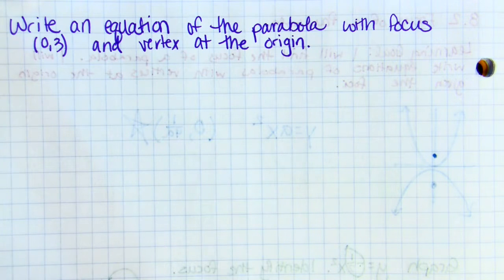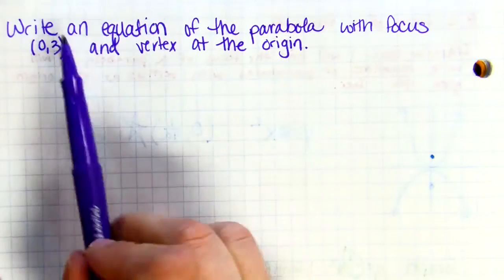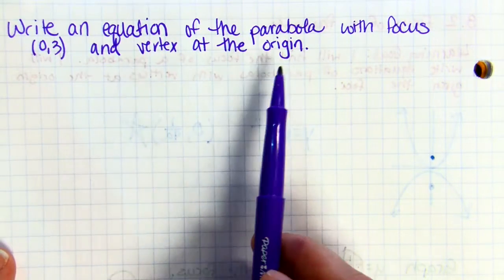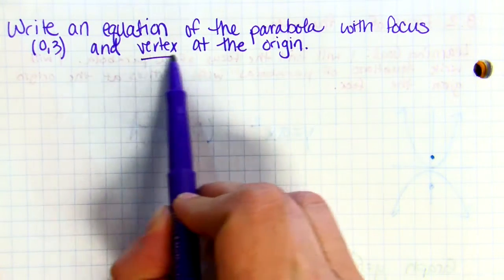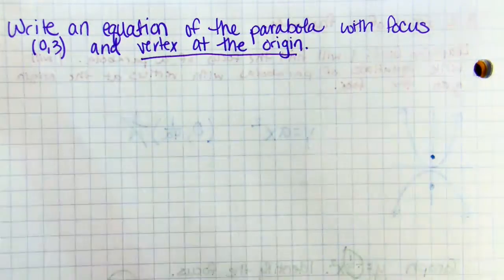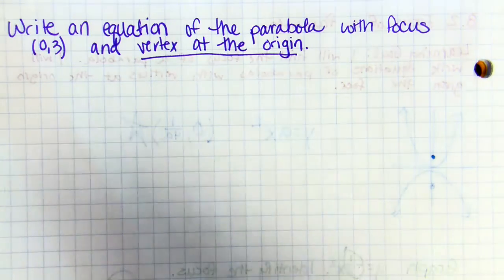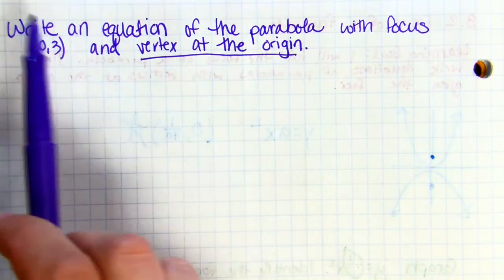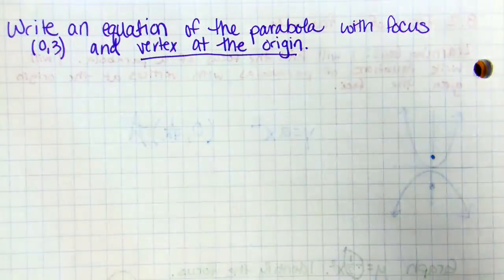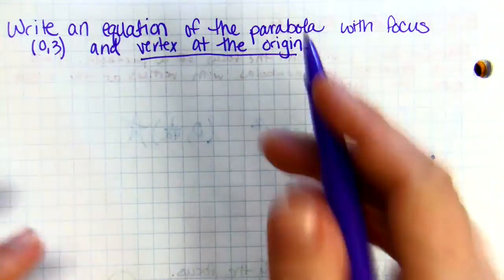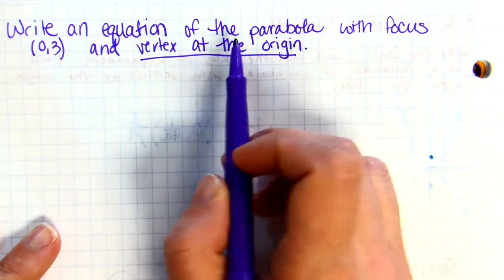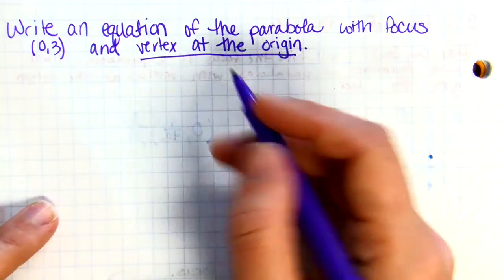The next thing you have to be able to do is start with the focus and come up with the equation of the parabola. So we want to write an equation of the parabola with focus (0, 3) and vertex at the origin. This part is super important in one way, and actually not very important at all, because you have to know that the vertex is at the origin. Otherwise, our (0, 1/4a) is not how you would find the focus. So this is there because otherwise you wouldn't even be able to find the focus at all.